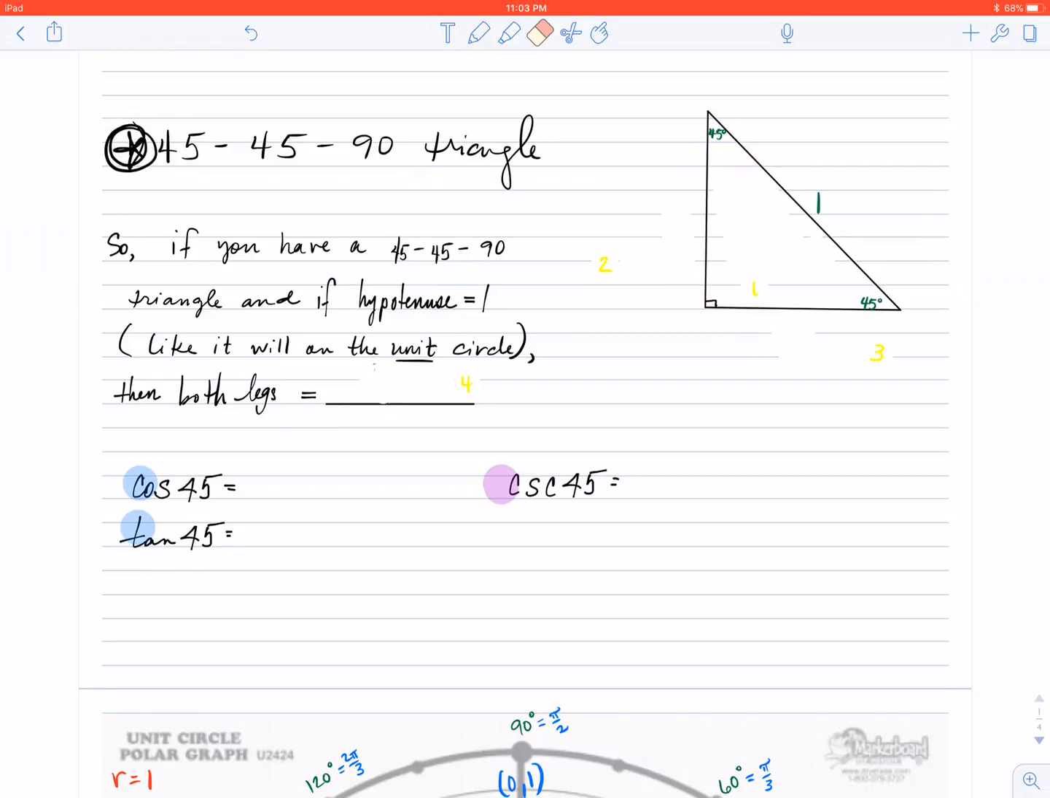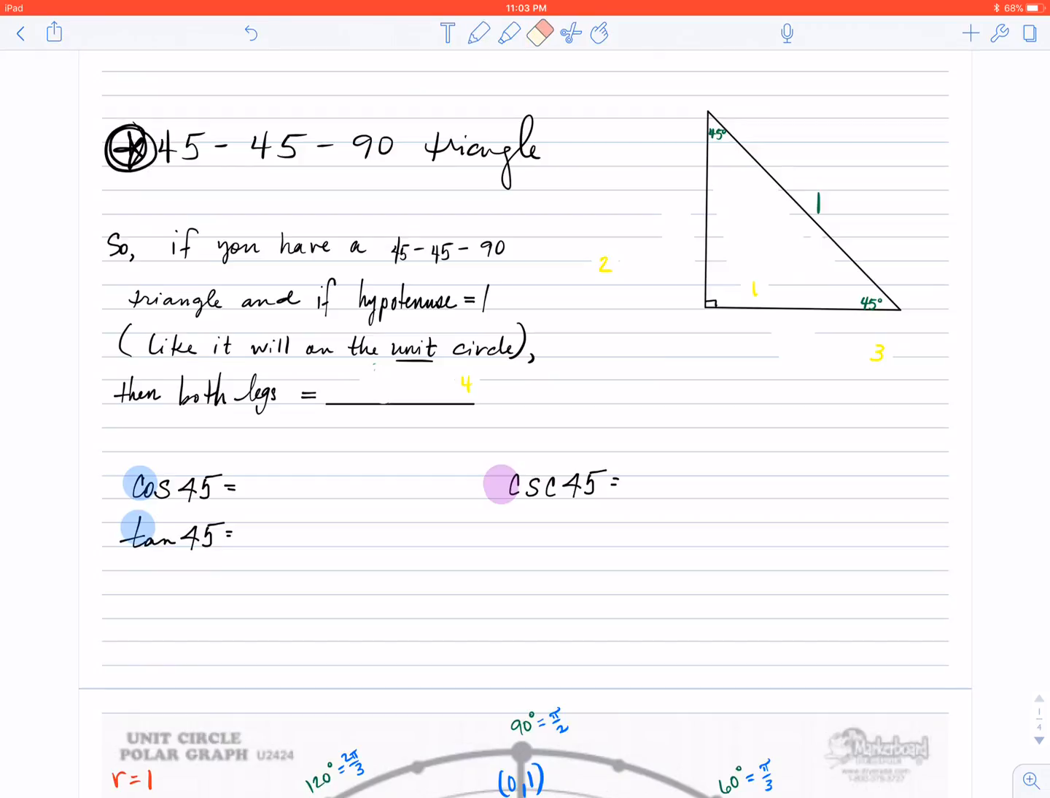And so what we have here, since I have two angles that are the same, that means that the sides opposite also have to be the same length. So that's how I know that the two legs are going to be the exact same length.